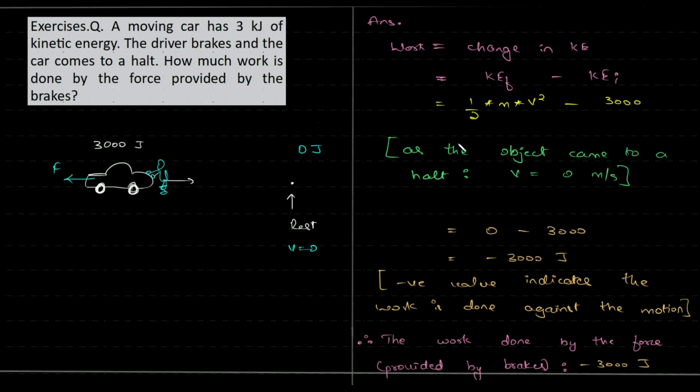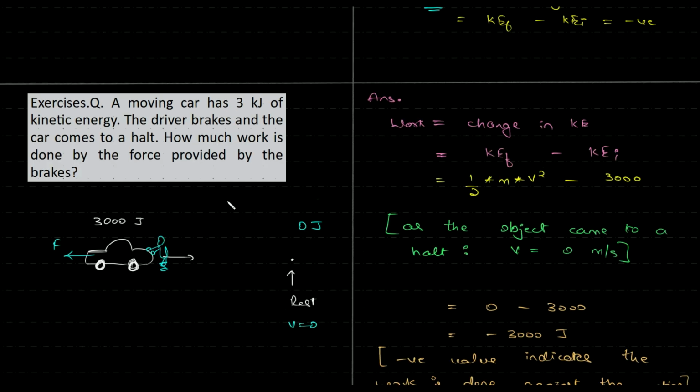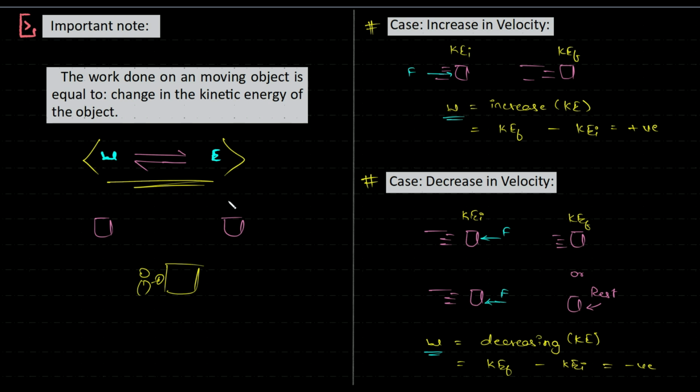So again, it's a very simple thing. If it's an MCQ question, it's very clear that it will be equal to minus 3000 joule. Just tick it off. But for the writing part, we need to give a theoretical explanation. This will be for a 2 marker. If it's for a 1 marker, then you can directly write work is equal to minus 3000 joule. You need not write so much. So depending on the marks, you have to write the answer.